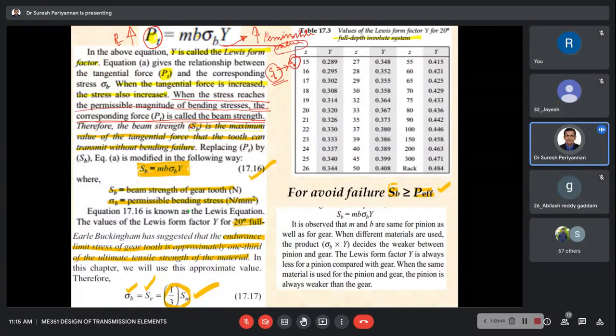Up to now, we have discussed only bending strength. The effective load we will discuss later. Now, some discussion here. SB is equal to m into sigma B into Y.